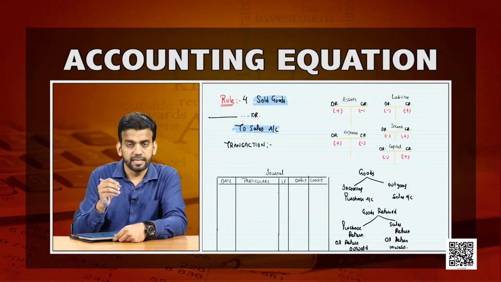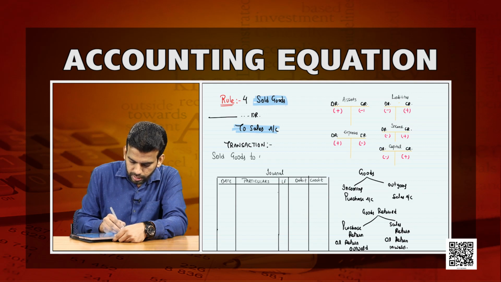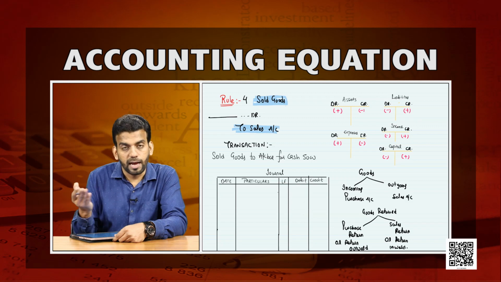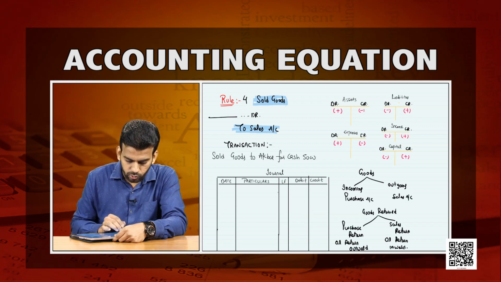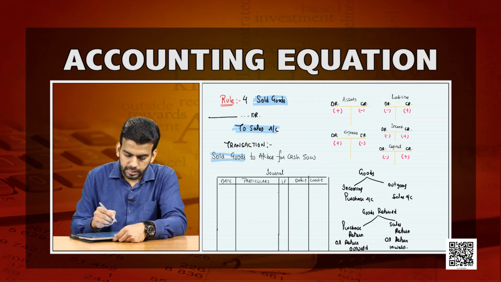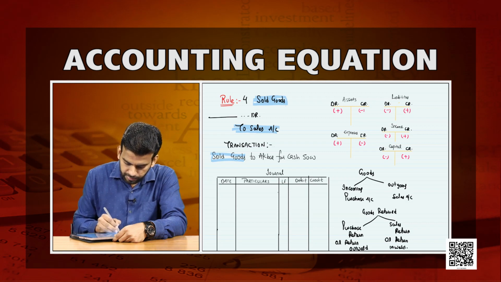Now, the next example is sold goods to Akbar for cash. I sold goods to Akbar for cash. Here, the same rule is going to be applied. Whenever we find the words sold goods, the rule says simply credit sales. That means to sales account.